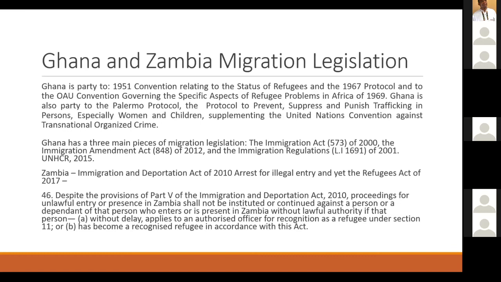And there, in that act, in section 46, it says, despite the provisions of Part 5 of the Immigration and Deportation Act of 2020, proceedings for unlawful entry or presence in Zambia shall not be instituted or continued against any person or a dependent of that person who enters or is present in Zambia without lawful authority. And then it goes on to talk about approaching without delay and becoming recognized in accordance with the Act.